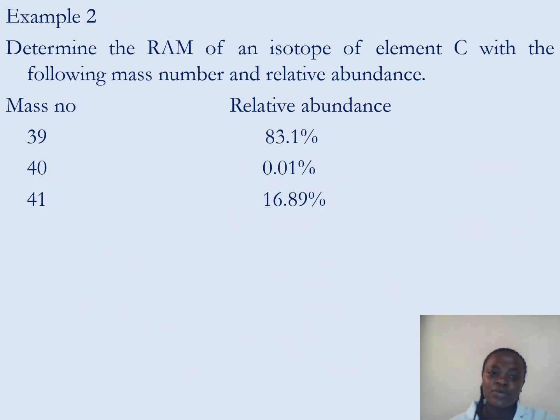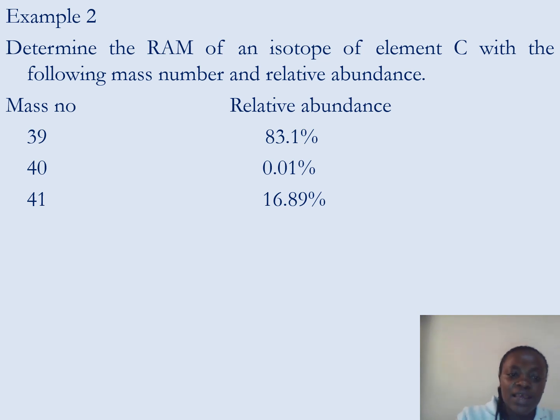Example 2. Determine the relative atomic mass of an isotope of element C with the following mass number and relative abundance. We have mass number on that side. There are 3 isotopes with their respective relative abundance in this other column. Whatever we did in the first example, we do here. So let us multiply the mass number times the relative abundance.